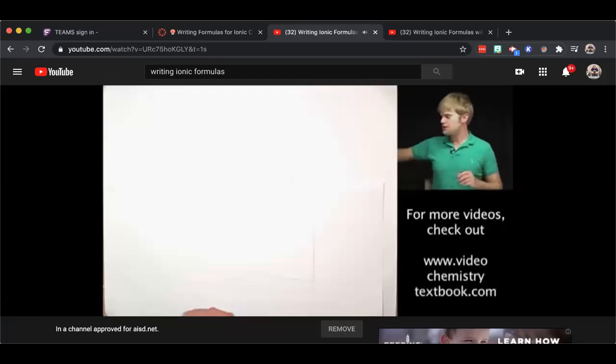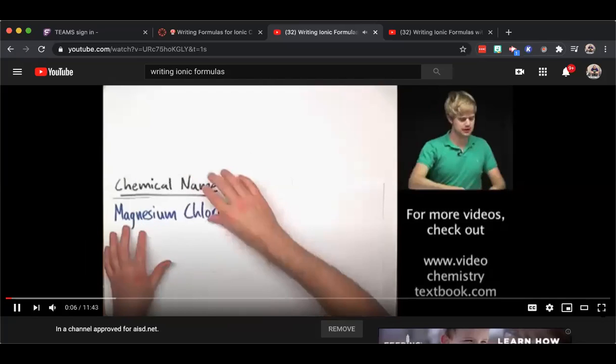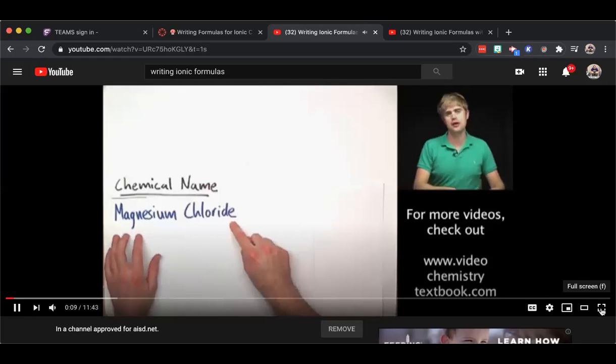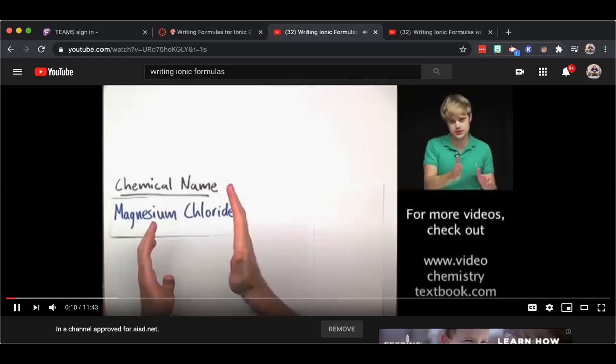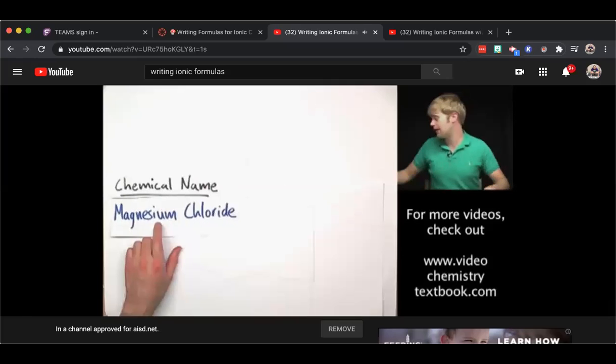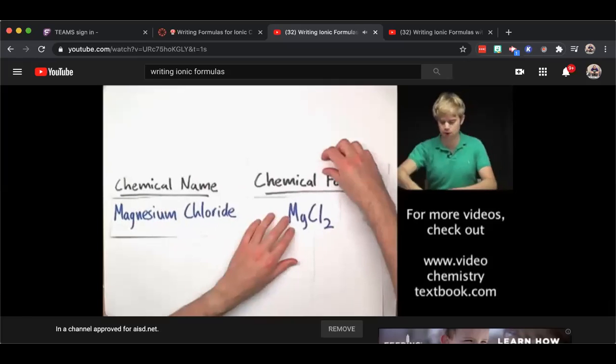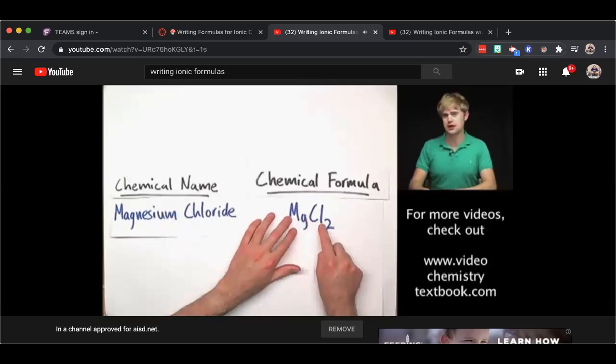Formulas for ionic compounds. So what this means is we're going to start with a chemical name like magnesium chloride and learn the steps that we have to go through to take this chemical name and use it to write a chemical formula like MgCl2. Okay?